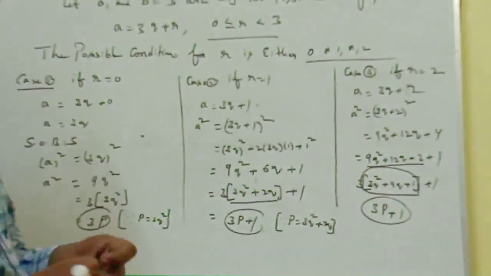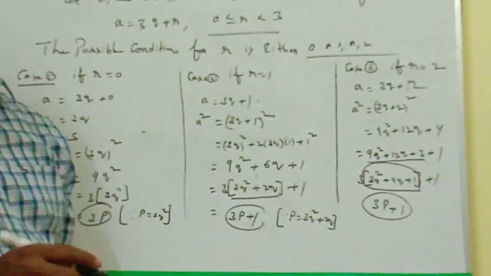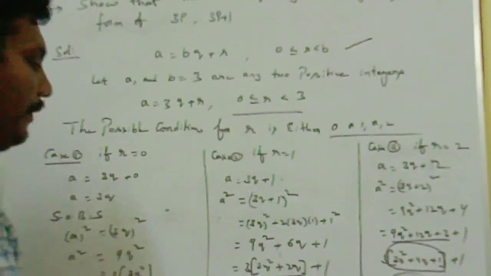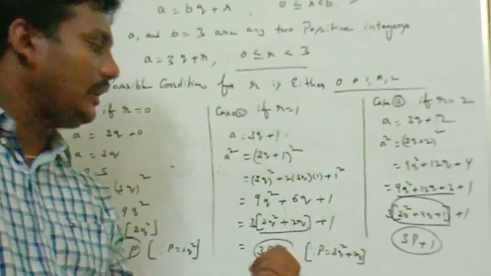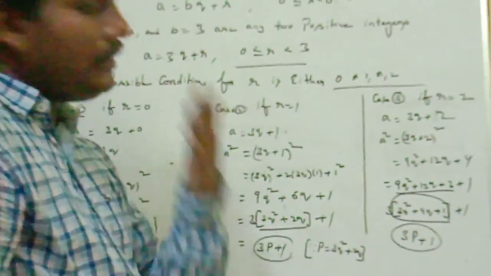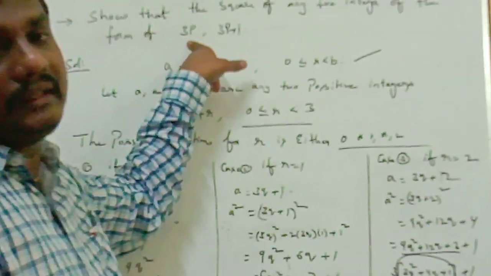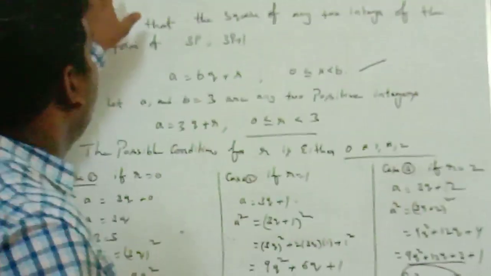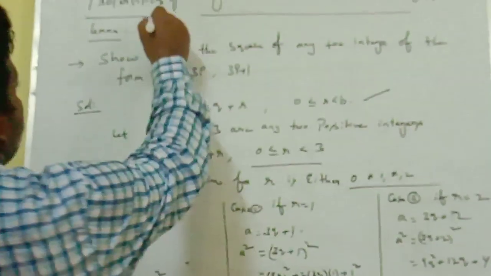So as we know, by observing all the 3 cases, it is concluded that the square of any positive integer is of the form 3p or 3p plus 1. That's the reason why this statement is correct. Okay. So now stop this.